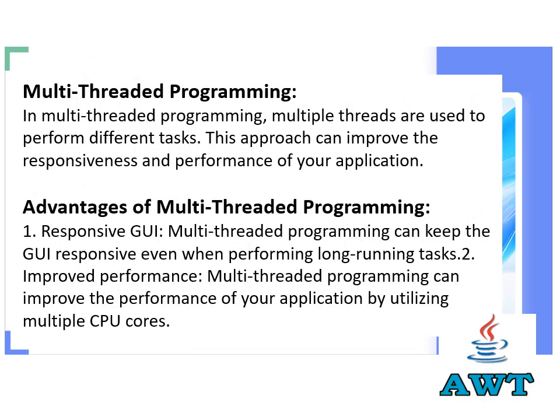In multi-threaded programming, multiple threads are used to perform different tasks. This approach can improve the responsiveness and performance of your application. The main advantages of multi-threaded programming are, first, responsiveness of the GUI: multi-threaded programs can keep the GUI responsive even when performing a long-running task. Next, improved performance: multi-threaded programming can improve the performance of your application by utilizing multiple CPU cores.